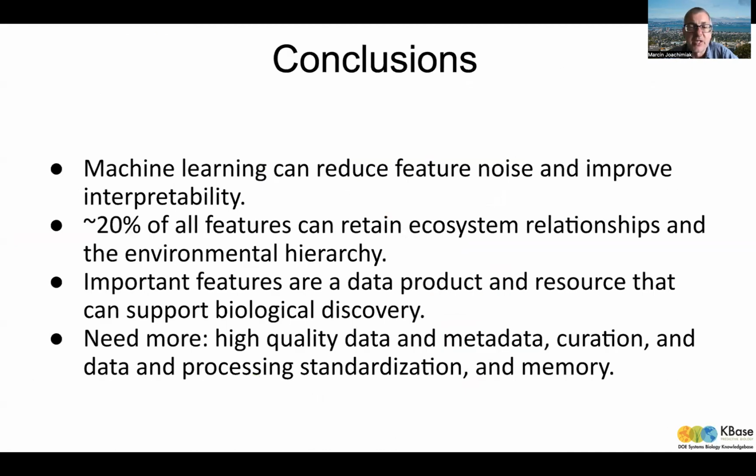So to conclude, machine learning can reduce feature noise and improve interpretability. About 20% of all features can retain ecosystem relationships and much of the environmental hierarchy. Now we're using these important features as a data product and resource in multiple projects, including to support biological discovery. And finally, we need more of certain things: high quality data, metadata, curation, standardization, and unfortunately, memory.